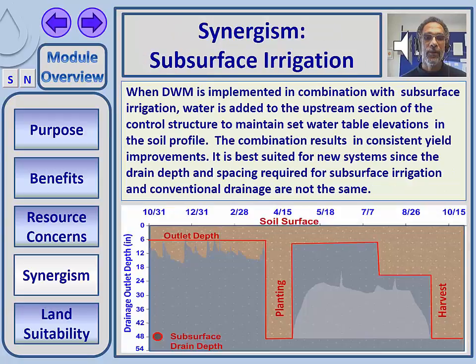When drainage water management is implemented in combination with subsurface irrigation, water is added to the upstream section of the control structure to maintain set water table elevations in the soil profile. The combination results in consistent yield improvements. It is best suited for new systems since the drain depth and spacing required for subsurface irrigation and conventional drainage are not the same.